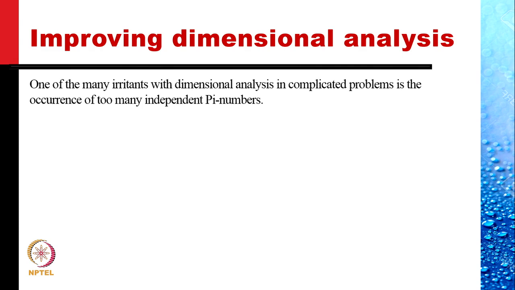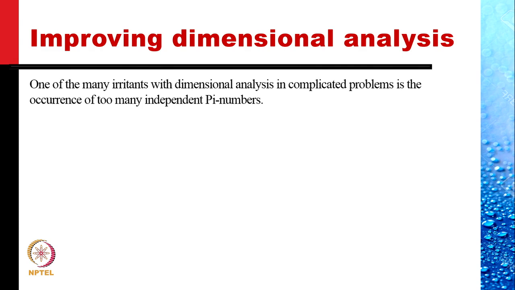If there are two pi numbers, one dependent and one independent, then a dependent pi number can be written as a function of the independent pi number. But we do not know what the functional dependence is. So you need a lot of experiments to determine that functional dependence.